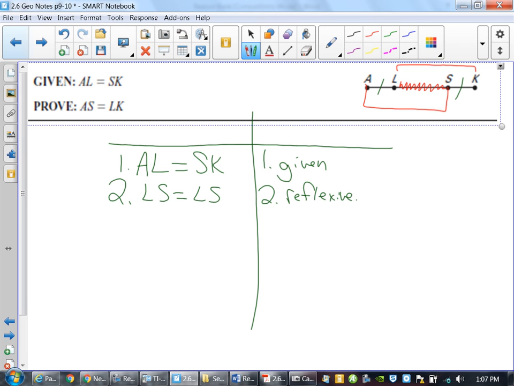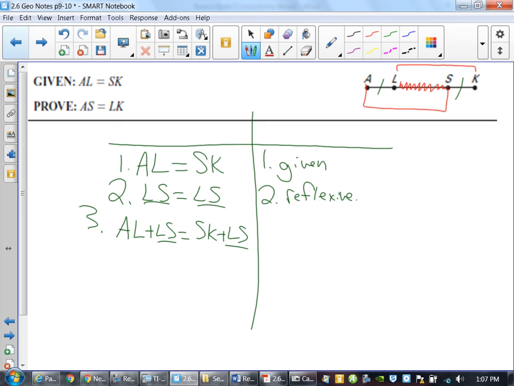Add property of equality. But in this case, instead of adding numbers, using the algebra like we did last week, I'm going to add a segment. I know that LS is the same thing on both sides. And I know that if I do this, oops, AL plus LS is going to be SK plus LS, because I'm adding the same thing to both sides of the equal sign. I keep it balanced by using that algebra property of add prop equal.